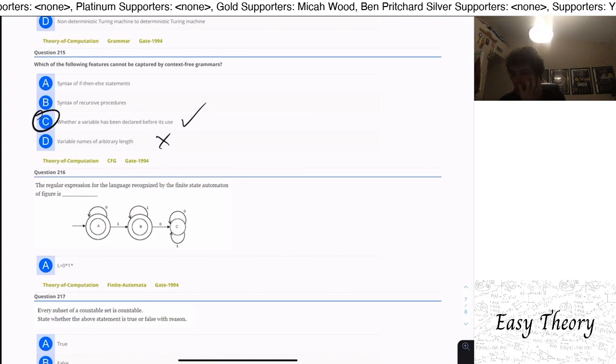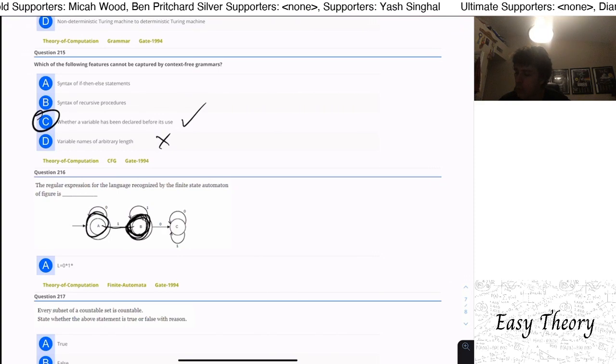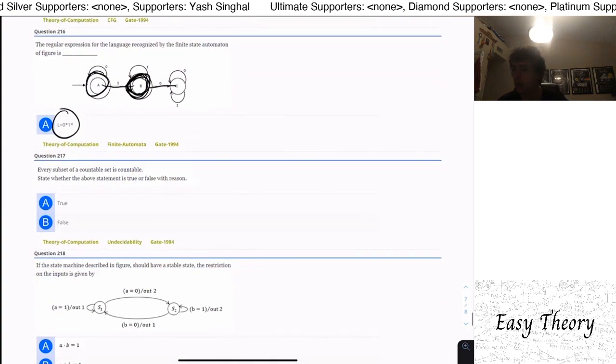The regular expression for the language recognized by this, well, we can see that it's 0 star, and if it has a 1, it can do any number of 1s, but it can't have a 0 afterwards. So it must have some number of 0s at the front, and then 1s if it wants to, but then no 0s after it. So it is 0 star, 1 star. But there are other regexes you could make there.